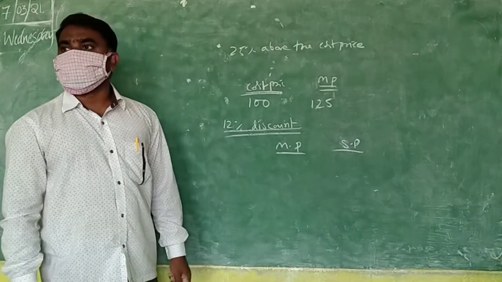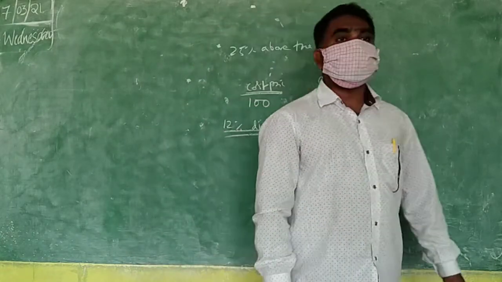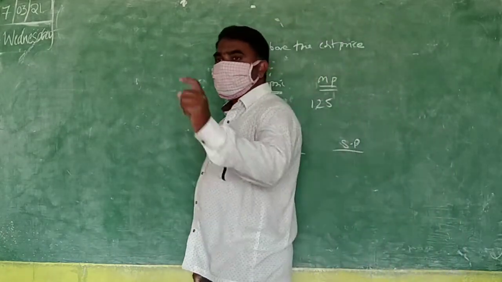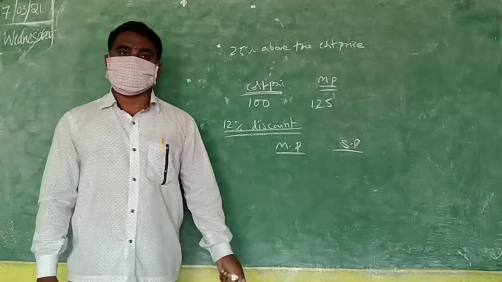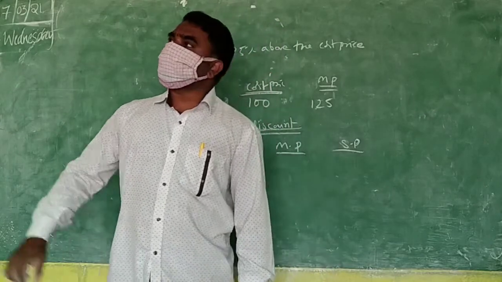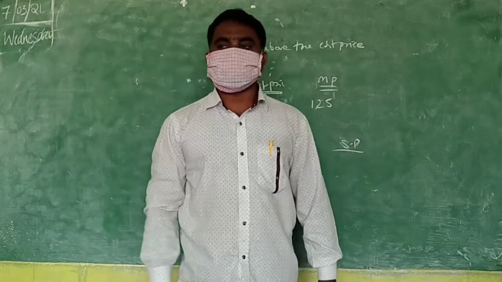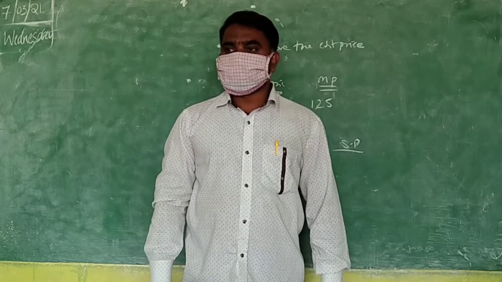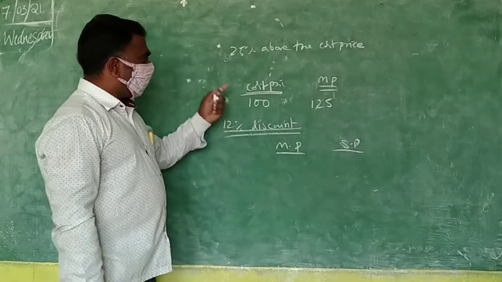I think you are understanding. Yes. The purpose is this: whenever they allow a discount, they will not give it on the original cost. If they did, they would lose. So first they write a higher cost, and on that they give the discount. You understand?